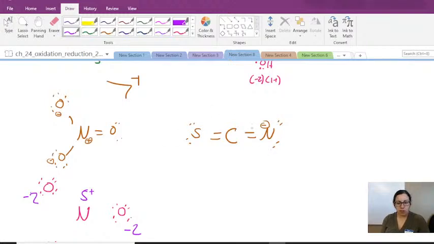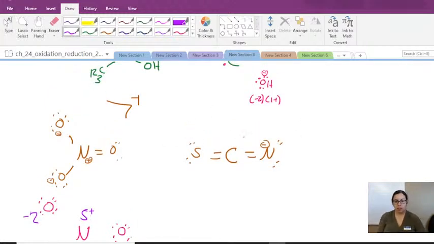Excellent. And so try this one, and I was trying to make it clear. This one also has a -1 charge on it, so it's sitting on the nitrogen. Do you need another minute or so for analysis? Okay, I'll give y'all more time.